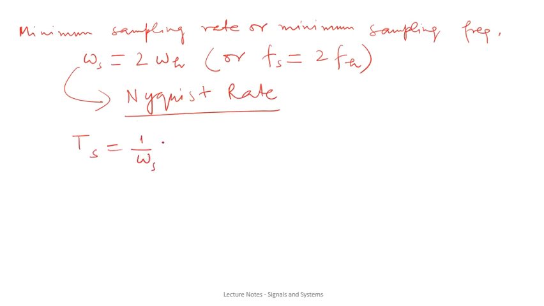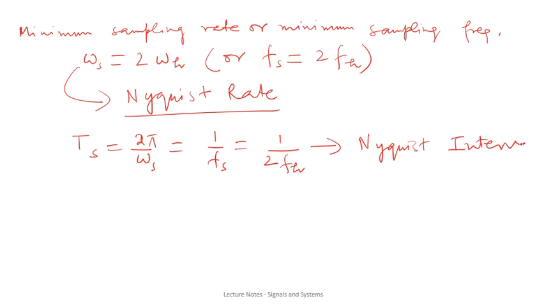Okay, so this is referred to as Nyquist rate, and its reciprocal, that means this Ts, which is equal to 1 by fs, or it can also be written as Ts equals 2 pi over omega s, or it can be simplified into this form. So this is called the Nyquist interval. Okay, so this Ts is called the Nyquist interval.